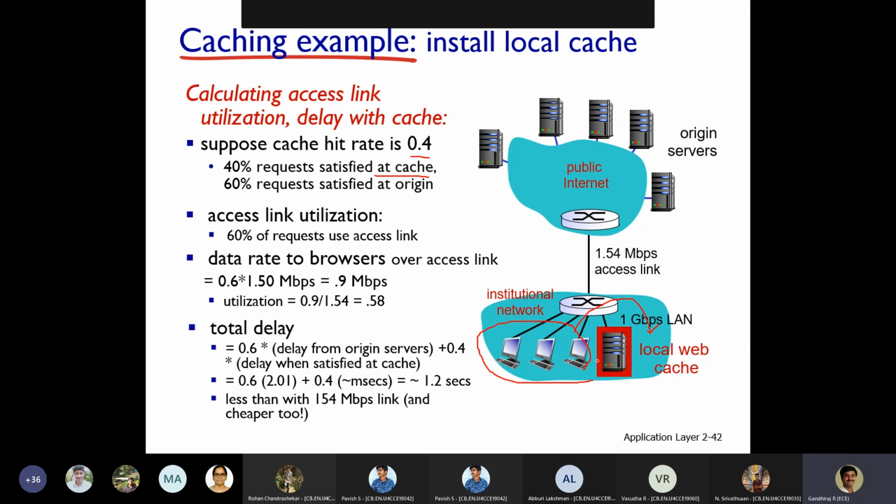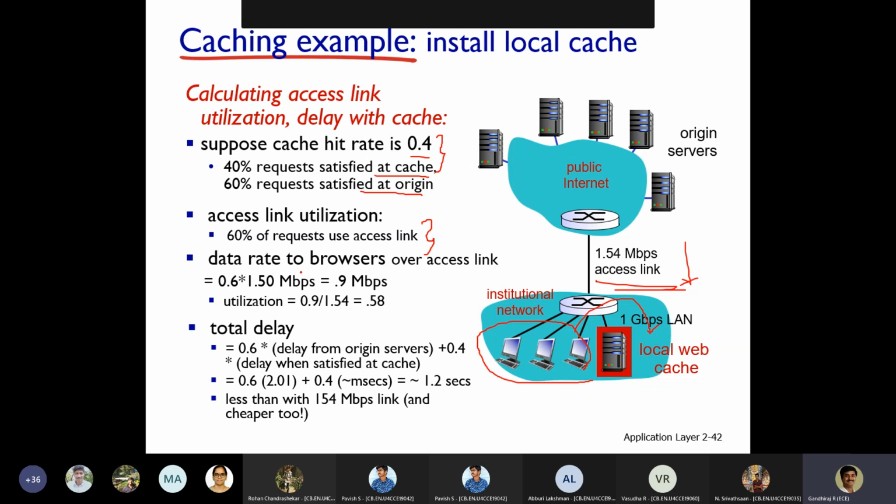Many of the problems we can solve at our home itself. So we need to go to the next level only when needed. So 60% of the requests are satisfied at the origin, and that's the measure being used here. Then access link utilization is only 60%, because the remaining 40% of the requests are not going through the access link. We saved bandwidth.